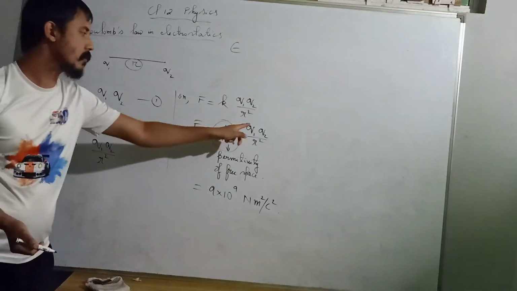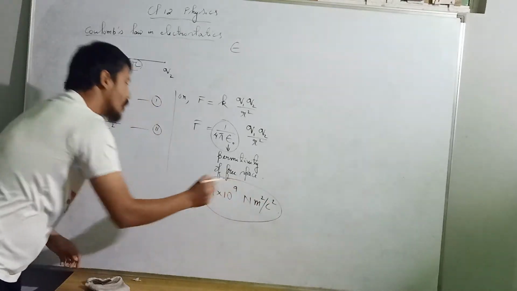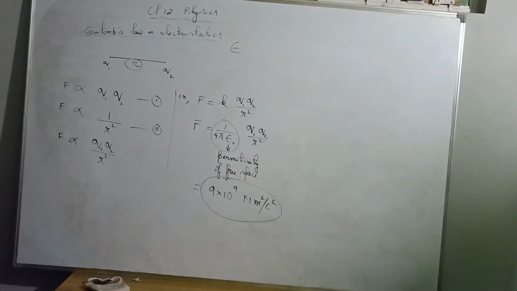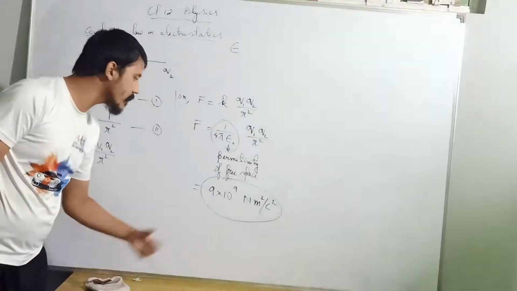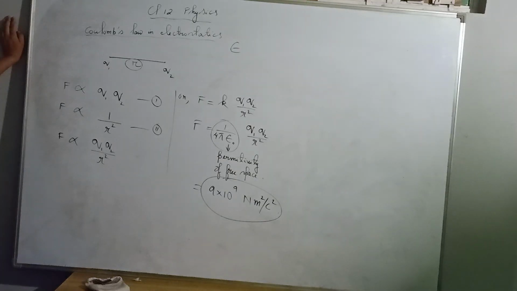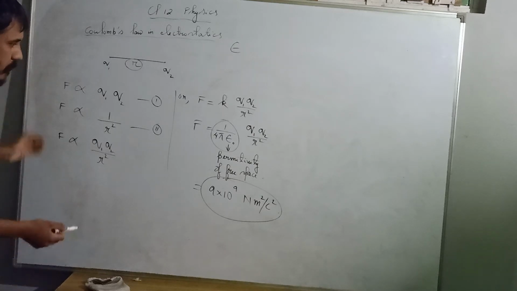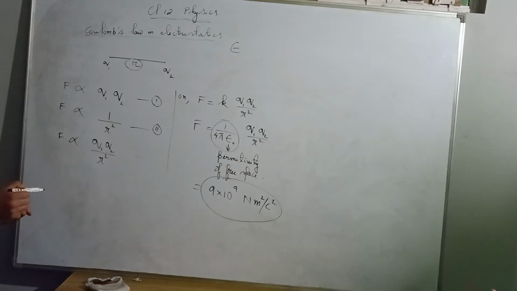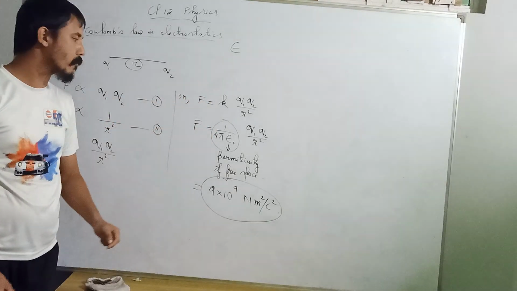So this is the value of that proportionality constant K, which is found to be 1 by 4 pi epsilon naught, and its value is 9 into 10 to the power 9 newton meter square per coulomb square. Any confusion? Newton is force, meter square is distance, coulomb square is the charge, two charges. This is the value of K, also known as 1 by 4 pi epsilon naught.